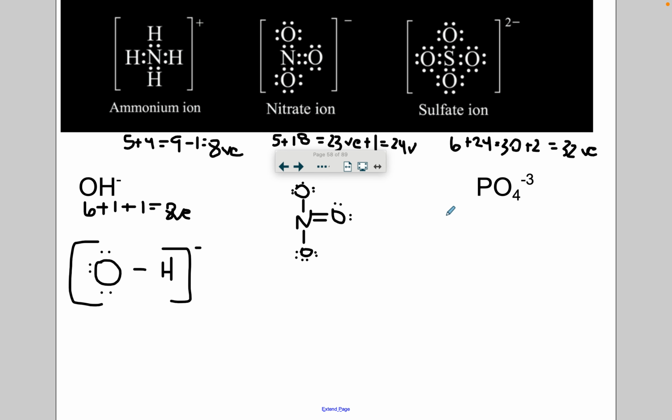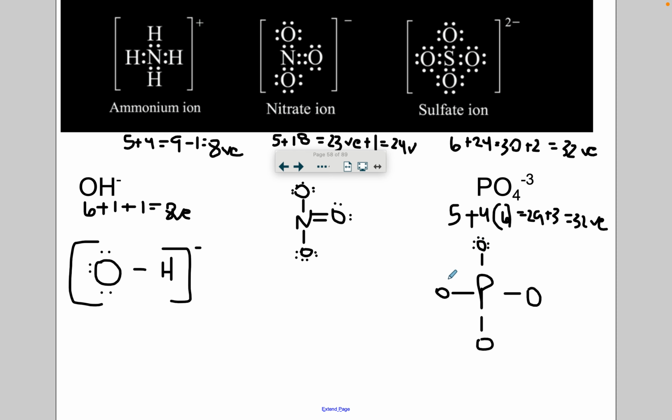PO4 minus 3. Phosphorus is in group 15 and it has 5 valence electrons. So I have 5 plus 4 oxygens at 6 apiece. That's going to give you 29. And then this minus 3 means you need to add 3. So now you have 32 valence electrons. Phosphorus is going to be in your center, and then you're going to branch your oxygens around. And then you're going to fulfill the octets, and you're going to hope that it equals 32. And if not, then that means that you probably have to do a double bond or a triple bond somewhere, right?